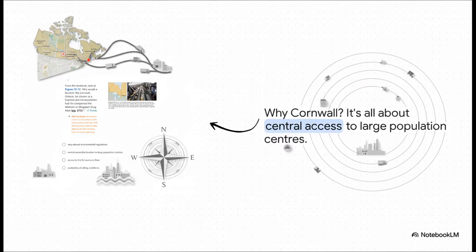For industrial land, location is everything. So your book asks, why would a place like Cornwall, Ontario, be a massive logistics hub for a company like Walmart? Well, the answer isn't about the river or any special rules. It's all about being right smack in the middle, with easy access to huge population centers like Toronto and Montreal.